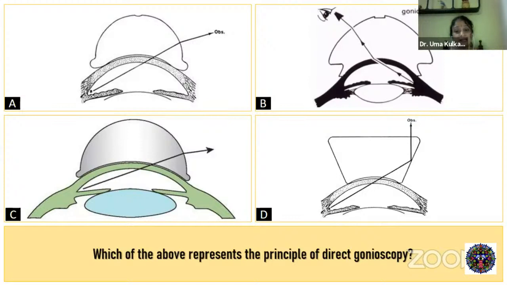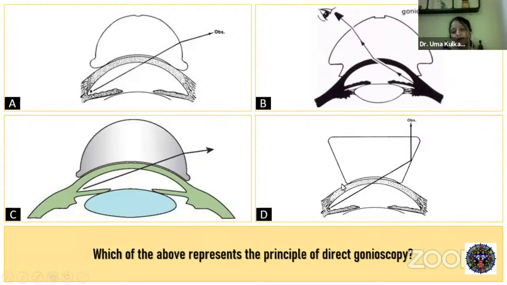A, B, C, or D? I know I have confused you because A, B, C are the same images. The principle of gonioscopy, these are three different diagrams, each one showing the same thing. This was only to confuse you. This is the principle of indirect gonioscopy.